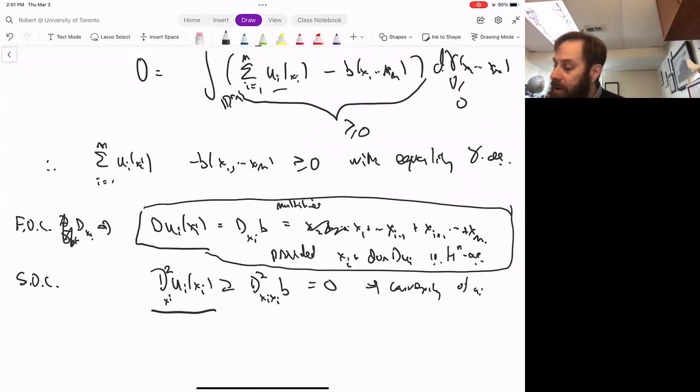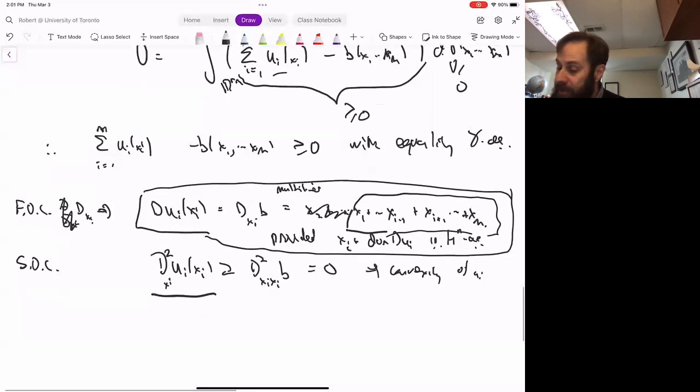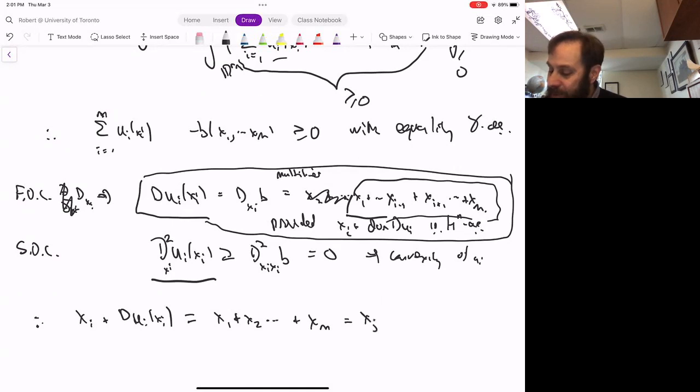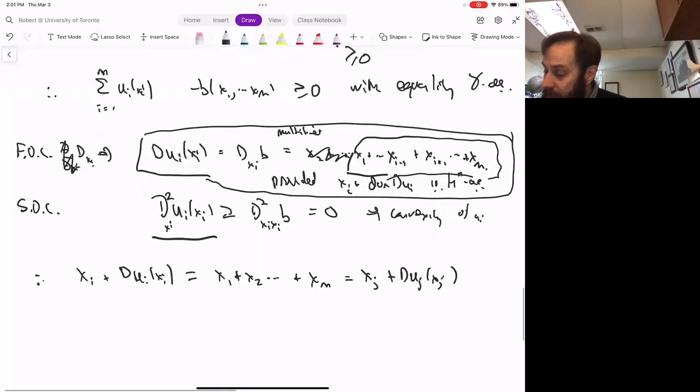Now, of course, this is a bit awkward to deal with. And so the trick is to add xi to both sides of this equation. And so then you get the sum of x1 plus x2 all the way up to xm. And this sum is independent of i, so that means this is also equal to xj plus grad uj of xj for gamma almost every x1 up to xm.